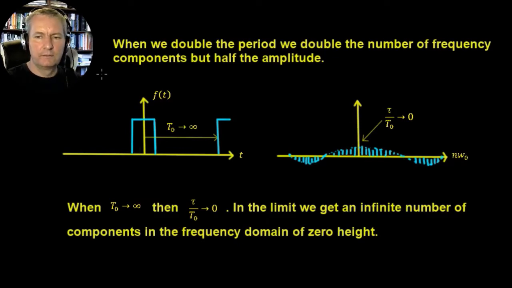So as we mentioned in the previous slide, if we were to double the period, then we would double the number of frequency components, but we would halve the amplitude of the frequency components. So I've thrown this out here. If t0, the period there, was to tend towards infinity, then this value of tau upon t0, which is the height there, cn, is obviously going to tend towards 0 as t0 tends to infinity. And that's just stated here. When t0 tends to infinity, tau upon t0 tends to 0. So in the limit we get an infinite number of components in the frequency domain of 0 height.